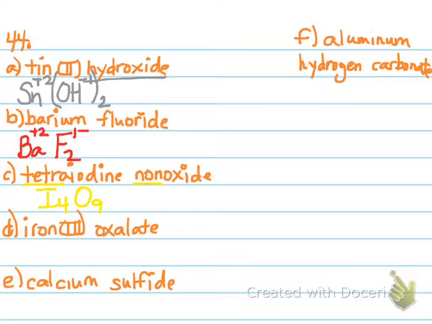Letter D, iron(III) oxalate. Again, iron, metal, and a polyatomic ion. So I'm going to do symbols, charges, crisscross, lowest whole number ratio. My symbol for iron is Fe. Its charge is +3 because that's what the Roman numeral is telling me. Oxalate is not a polyatomic ion I have memorized. It is C2O4 with a charge of -2. I crisscross down. I'm going to need parentheses and a 3, and 2 to 3 is my lowest whole number ratio.